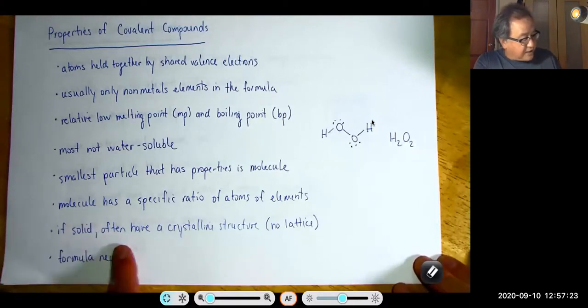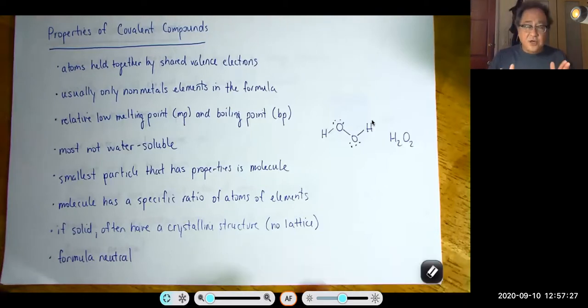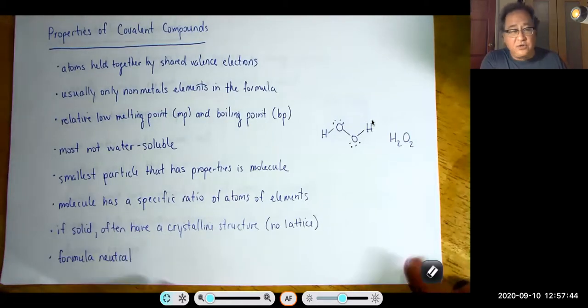If solid, they often have a crystalline structure, but no lattice. So a lattice structure is like a two-dimensional lattice, where you think of a latticework that you use to maybe raise flowers or vines. Here we're talking about a three-dimensional lattice because of the way the atoms are arranged. Here there is no lattice, so there's no point in showing you the lattice.